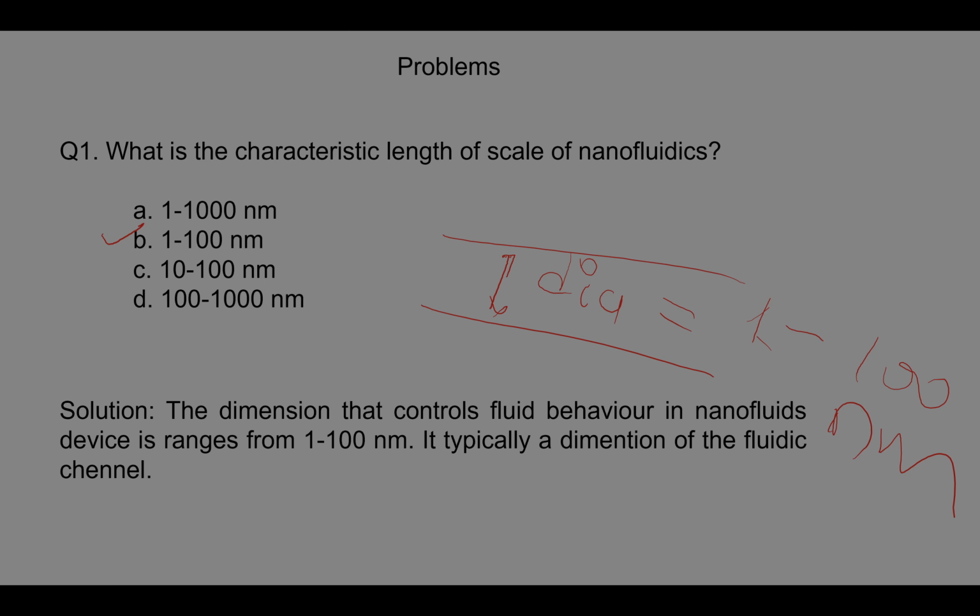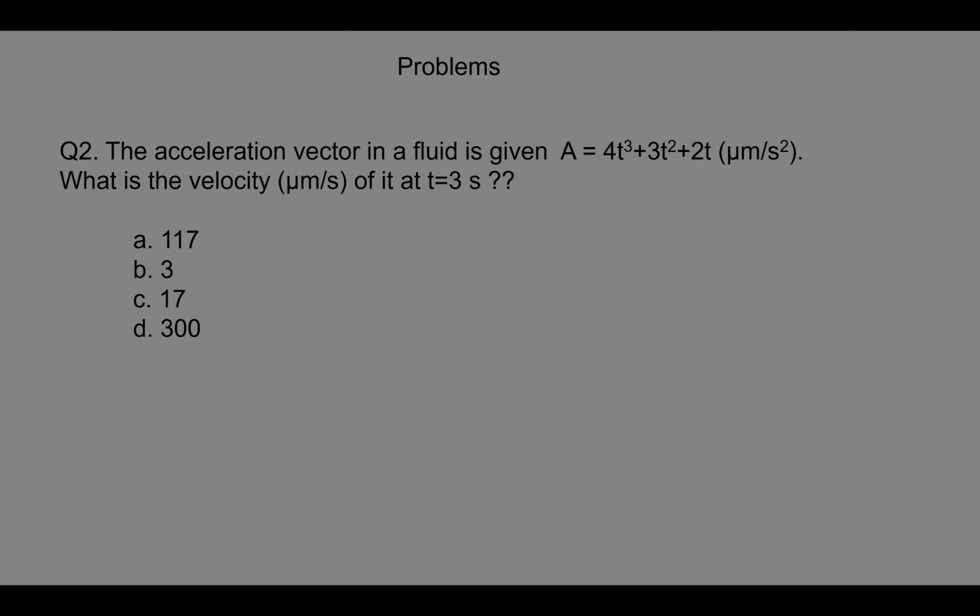Now we'll go for the next problem. The acceleration vector in a fluid is given as a = 4t^3 + 3t^2 + 2t, and the unit is mentioned in micrometer per second square. What is the velocity at t equal to 3 seconds? So what will be the answer for this?